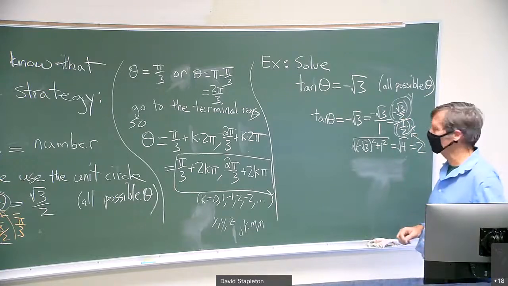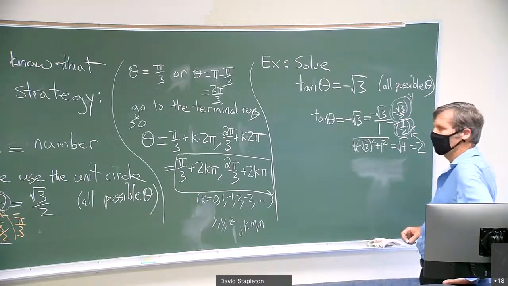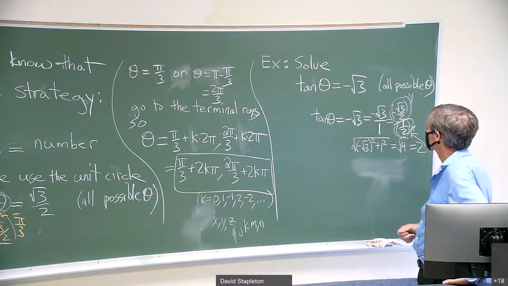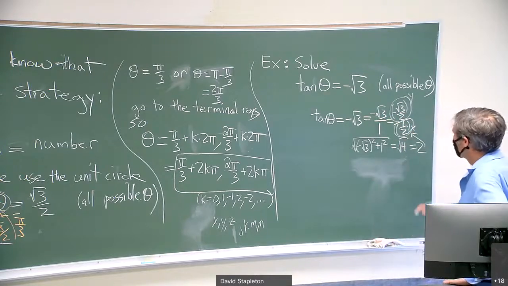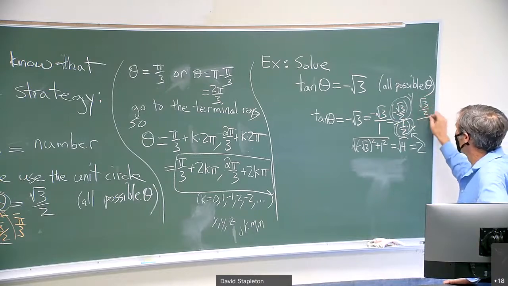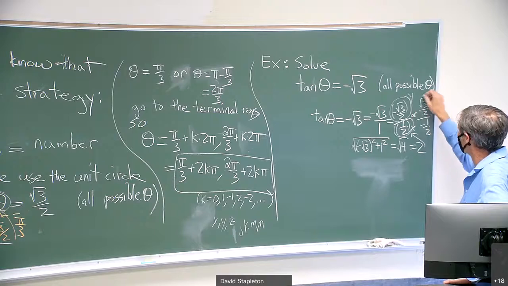But there's one more. Can you guess what the other point on the unit circle is that you can get with the same ratio? Just take minus this over minus this, right? I can take plus square root 3 over 2 over minus 1/2. So there are actually two solutions. I'll put "or" in here. I hope you can read that.